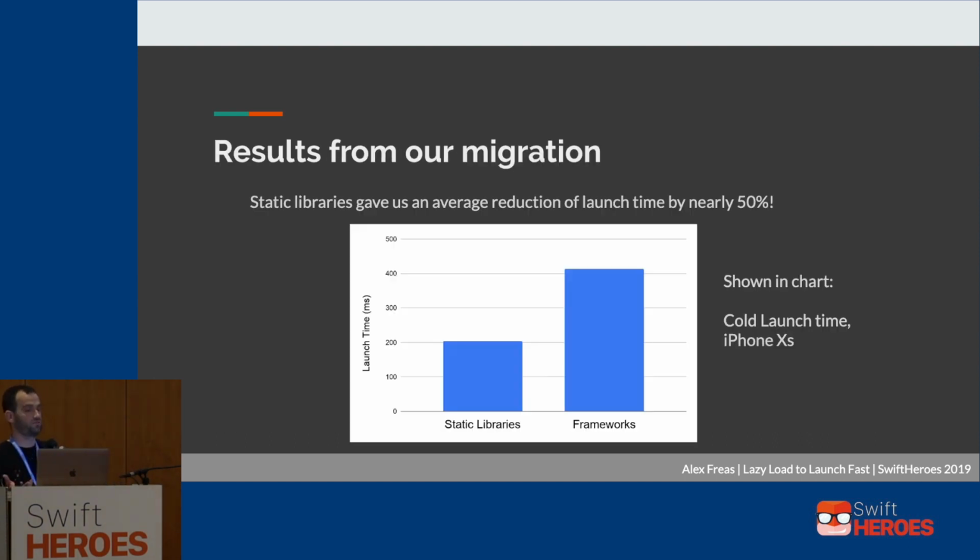So this is a result from our migration. We have reduced our app launch time by nearly 50% because of this. And this is shown in the chart as a cold launch time. So this is from a fresh restart of the phone when everything is out of memory. And this is on iPhone XS.